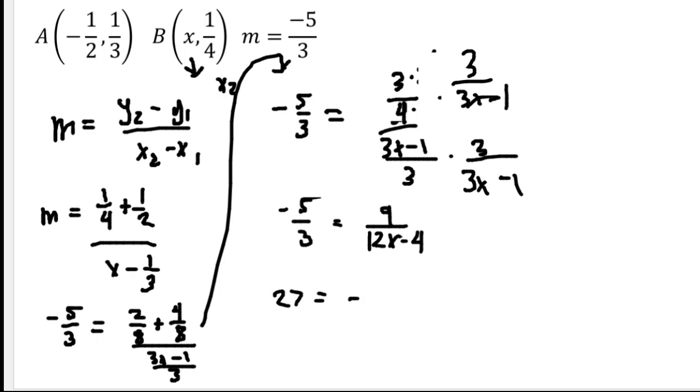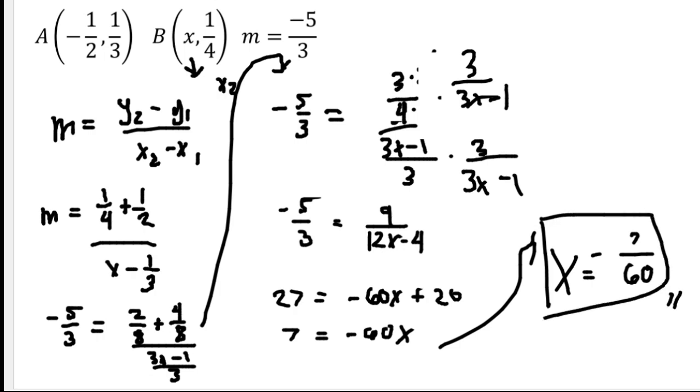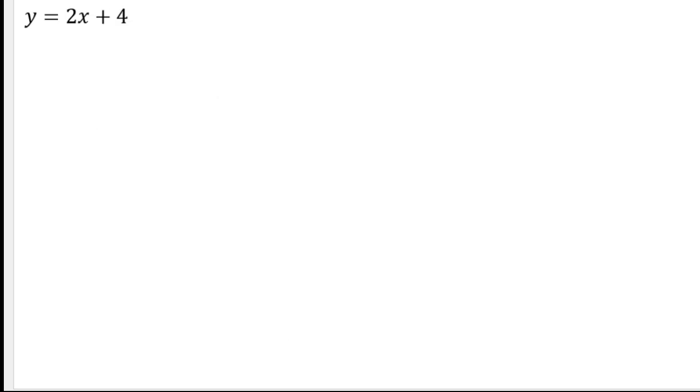Now we can just perform cross multiplication and distribute the negative 5, so we get negative 60x plus 20, because negative 5 times negative 4 is just 20. Moving it to the left side, we will get 7, and then dividing both sides, we will get negative 7 over 60, which is our answer. So this is the answer for this problem.